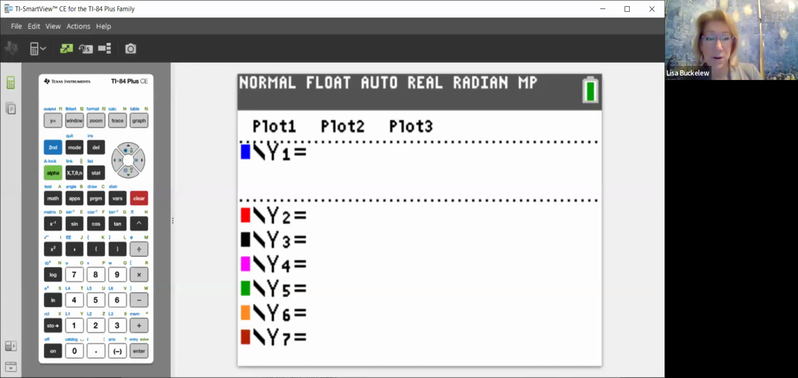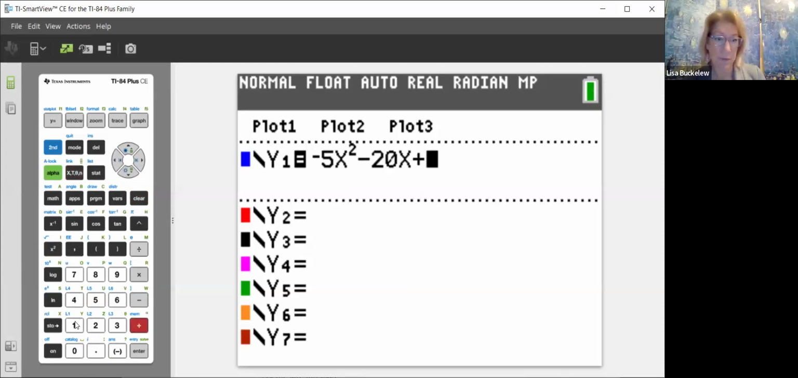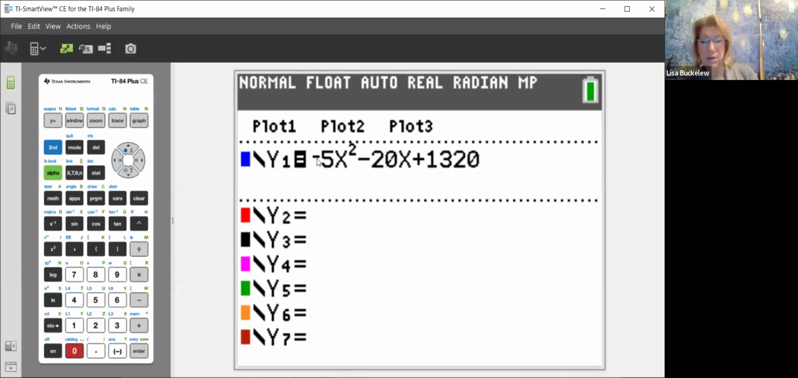The negative sign is important. Make sure you go below the 3. That's your negative symbol down here. So negative 5x squared. Subtract. Now the subtraction is on the side underneath the times button, minus like that, 20x, and then plus 1,320. So there we see how the negative in front of the 5 is a different symbol than the subtraction sign in front of the 20. The calculator makes a distinction here. Desmos will not make a distinction. Okay, so there it is.